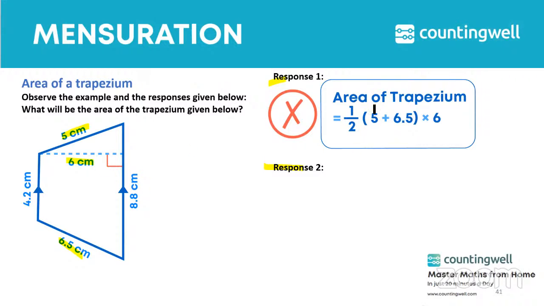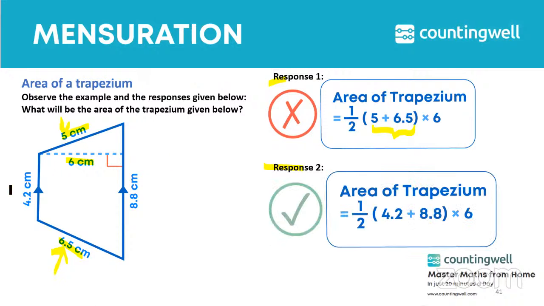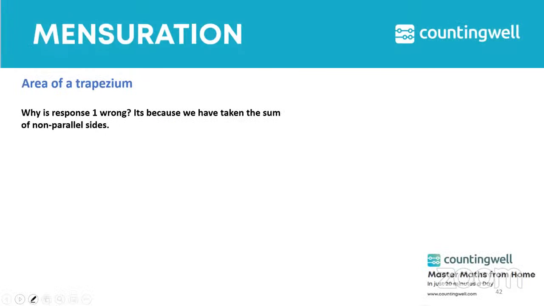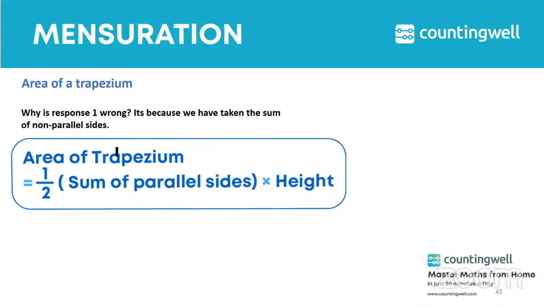But note that the area of a trapezium is half into the sum of the parallel sides. Are these parallel sides, the sides measuring 5 centimeter and 6.5 centimeter? No. The parallel sides are 4.2 and 8.8. So you have to add 4.2 and 8.8 and not 5 and 6.5. So this is the correct response by a student. Let us see why response 1 is wrong. Yes, as I told you, the sum of parallel sides should be taken, and then it should be multiplied by the height.